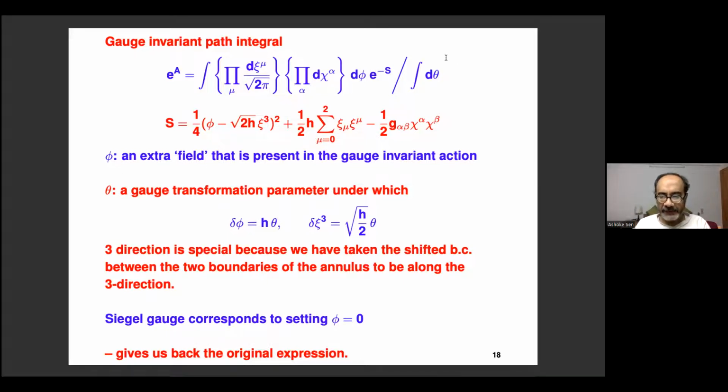So what is theta? Theta is a string field theory gauge transformation parameter. And from the known form of gauge transformation laws in string field theory, you can figure out how phi and Xi3 transform. And here are the transformation laws. You can easily verify that under this transformation, this is invariant.